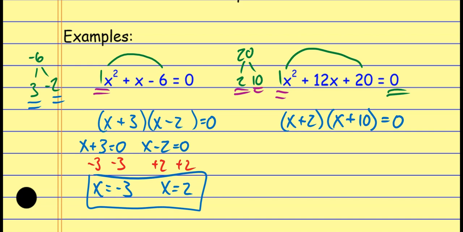Okay, and so now I set each factor equal to 0. Now I use the property which allows me to solve by setting each factor equal to 0 and solving each. Okay, here I subtract the 2 from each side. Here I subtract the 10 from each side.